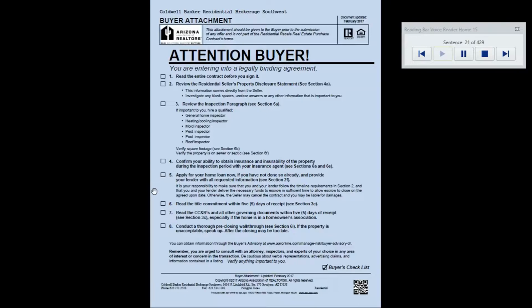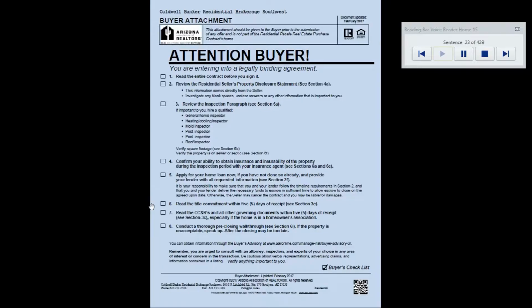It is your responsibility to make sure that you and your lender follow the timeline requirements in Section 2, and that you and your lender deliver the necessary funds to escrow in sufficient time to allow escrow to close on the agreed-upon date. Otherwise, the seller may cancel the contract and you may be liable for damages.